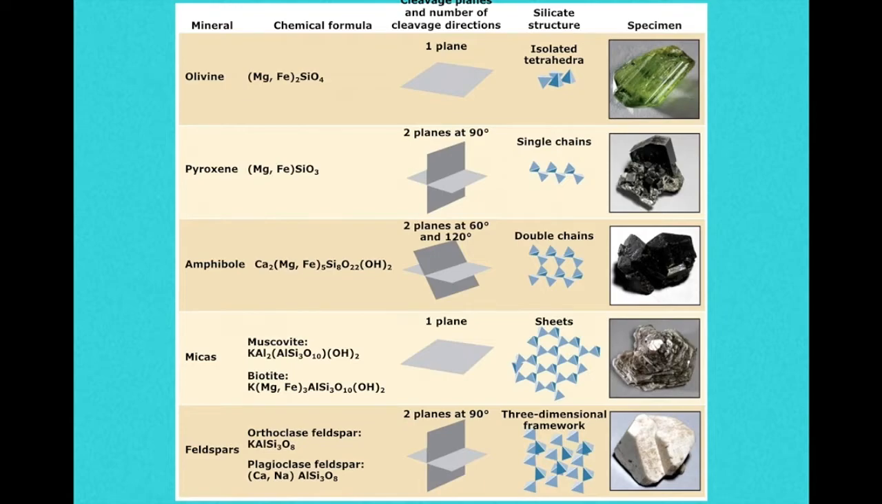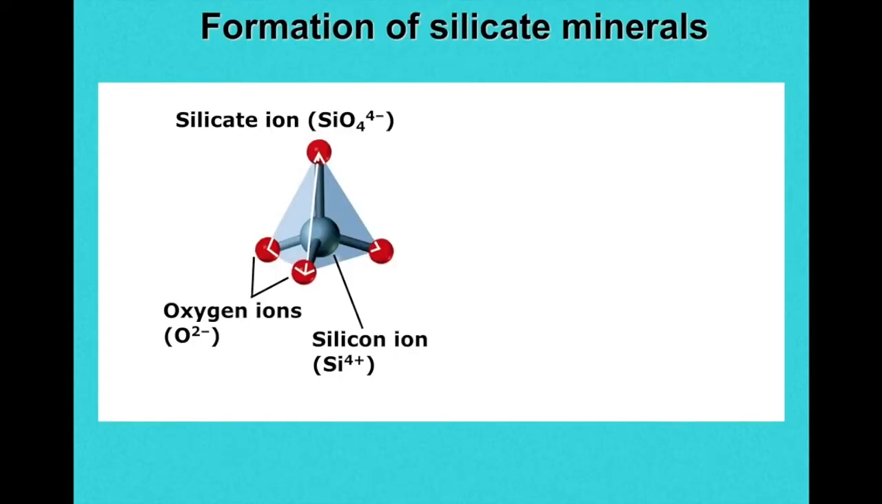And then we have 3-dimensional framework silicates. These have 2 planes at 90 degrees and are feldspars. So these are really our building blocks of more complicated rock systems like our igneous rocks, and these are really the basis of them. All right, so let's look at the formation of these.